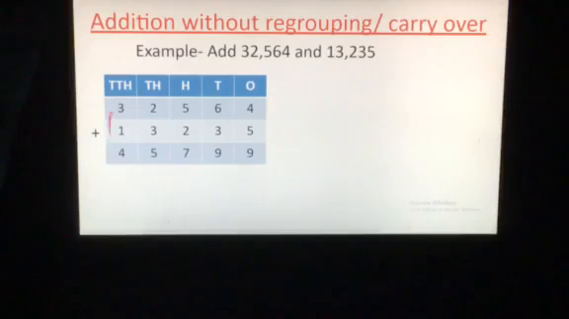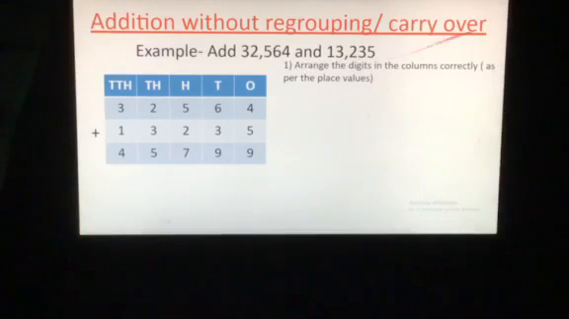Now let's move to our first topic, addition without regrouping or carryover. Let's understand this with the help of an example. Add 32,564 and 13,235. Let's arrange the numbers as per their place value. Now for addition we always start from ones, then we move to tens, then to hundreds, then to thousands, then to 10,000s and so on.